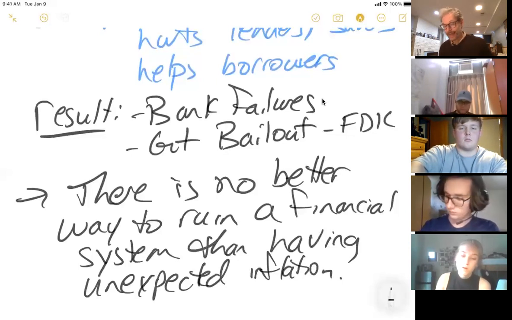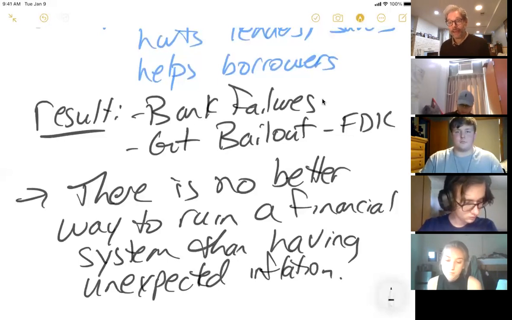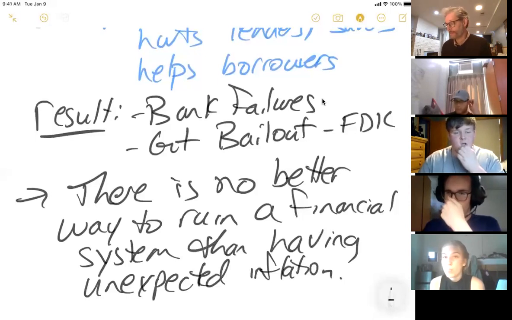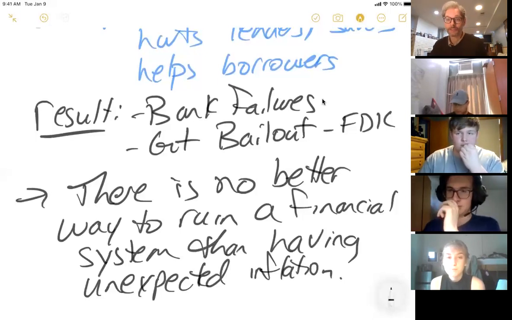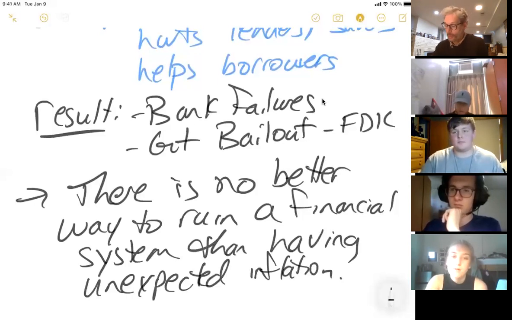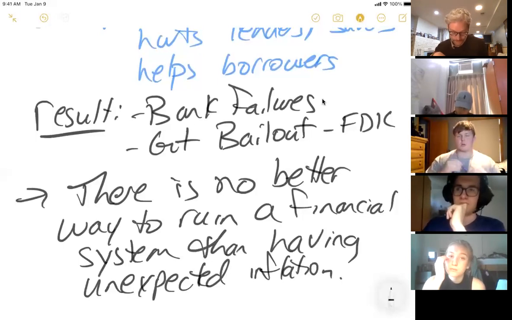So as Zach said, a lot of banks went out of business in the 1980s. And as a result, a lot of people found it very difficult to get loans to buy a house, because banks, even the banks that survived, were much less likely to make loans, having been burnt by the high inflation of the 1970s. So I would argue that while this creates winners and losers, it wasn't very good for anybody, right? There's no better way to ruin a financial system than having unexpected inflation.